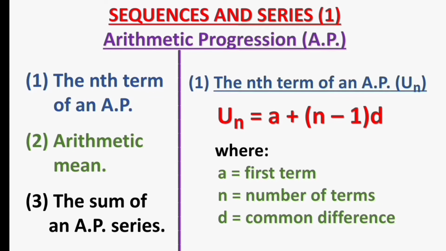Number 1 formula. The nth term of an arithmetic progression, AP, is U subscript n is equal to A plus (n minus 1) times D. In this formula, A represents the first term, n represents the number of terms, and D represents the common difference. Please take note of this formula.